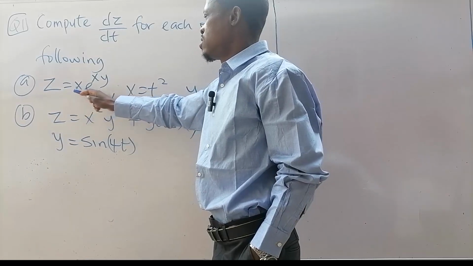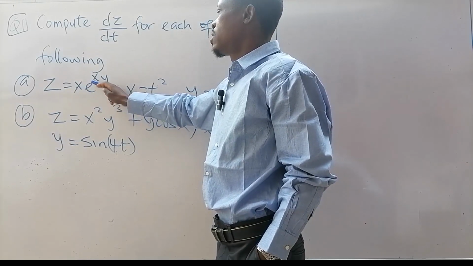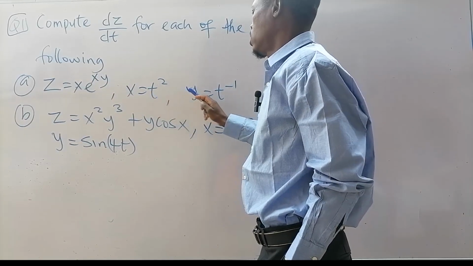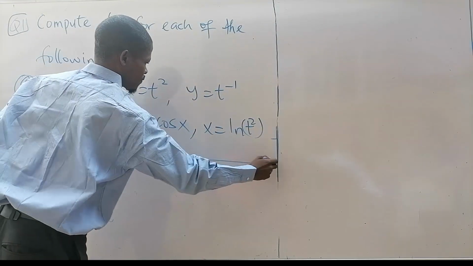z is a product of x times e to the power xy. x is t squared. y is t minus 1. Let's see the solution to that.